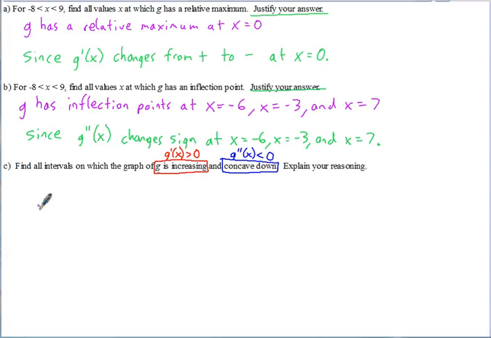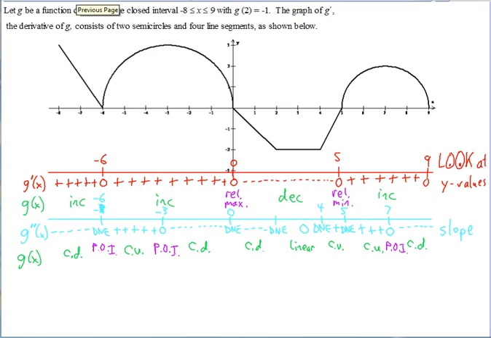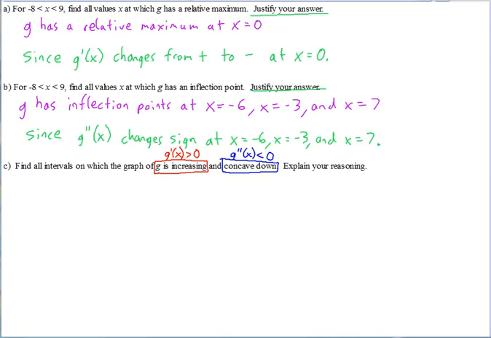Okay. So let's look back at our number line here. Both number lines, I should say. So we want it to be increasing and concave down, first derivative positive, second derivative negative. So we can see it starts off that way, from -8 to -6. So we can say g is increasing and concave down on -8 to -6. Let's see if there's anywhere else where the first derivative is positive and the second derivative is negative.